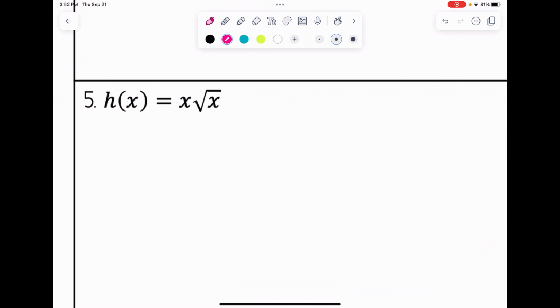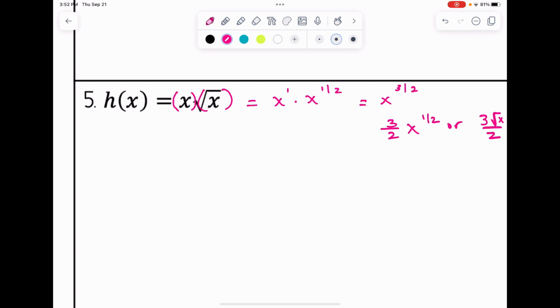All right, number 5 is a very interesting question because we have x times radical x, and that's equivalent to x times x to the 1/2, right? The square root of x is the same thing as raising x to the 1/2 power. So I could actually multiply this. This would give me x to the 3/2. I would add those exponents together because remember, this is like x to the first here. And then I could really quickly use power rule. If I did that, I would get 3/2 x to the 1/2 or 3 radical x over 2.